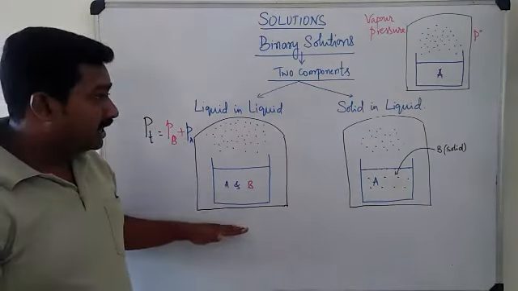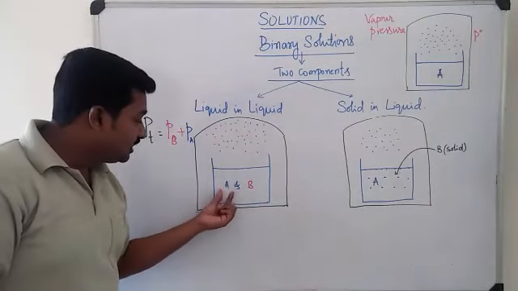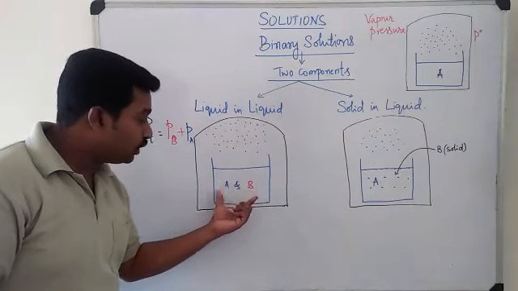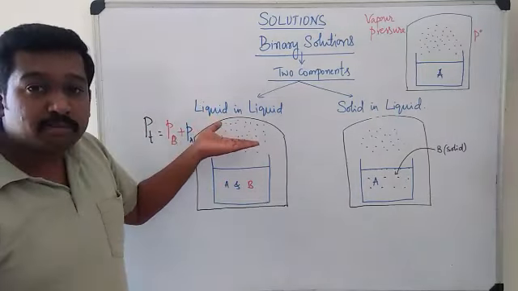Okay, liquid in liquid, solid in liquid. I quickly revise once again. Please look at this. A is one liquid, B is one liquid. Together, these two make a solution, and both the liquids evaporate to form vapor.